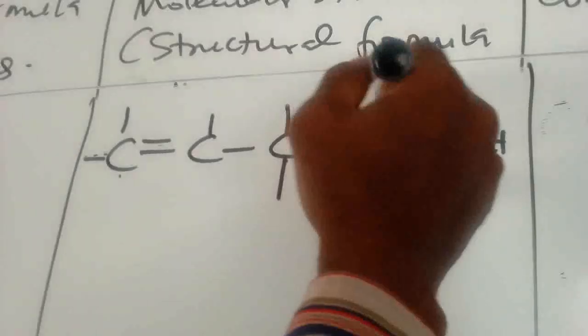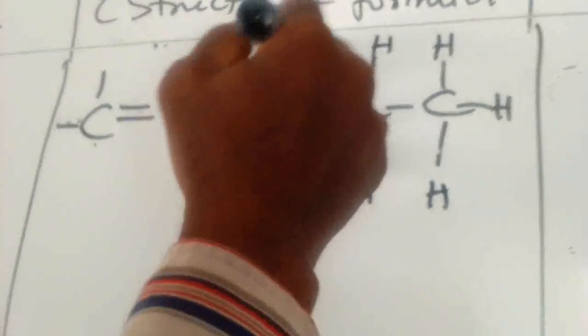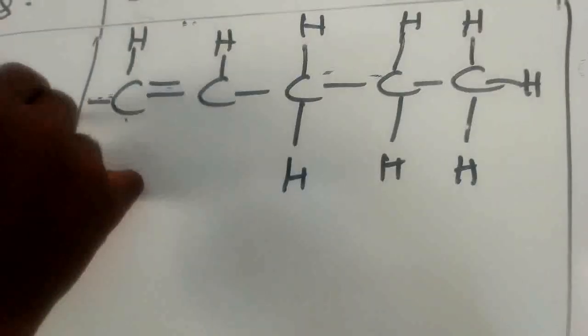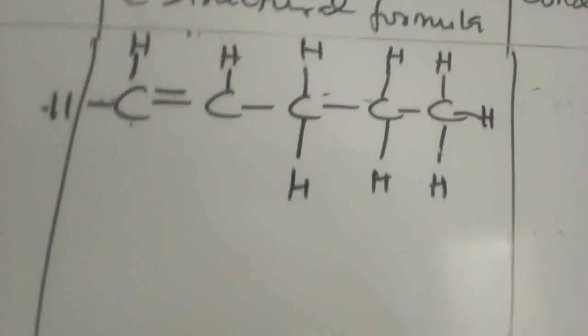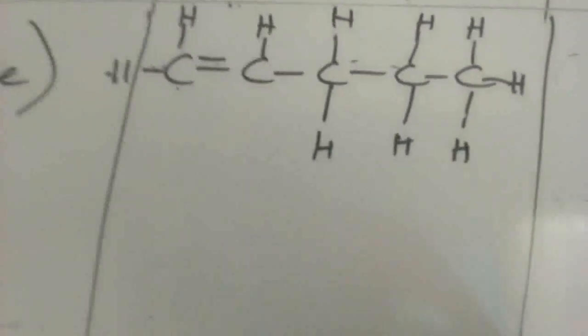hydrogen, hydrogen, hydrogen, hydrogen, hydrogen, hydrogen, hydrogen. If you count it, you're going to get C5 and H10. If I want to name this compound, I'll start from the position. There are 2 extremes here, this position, this position.